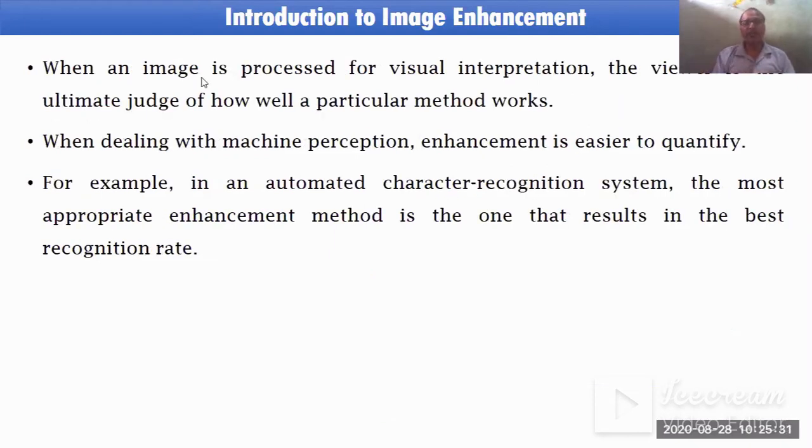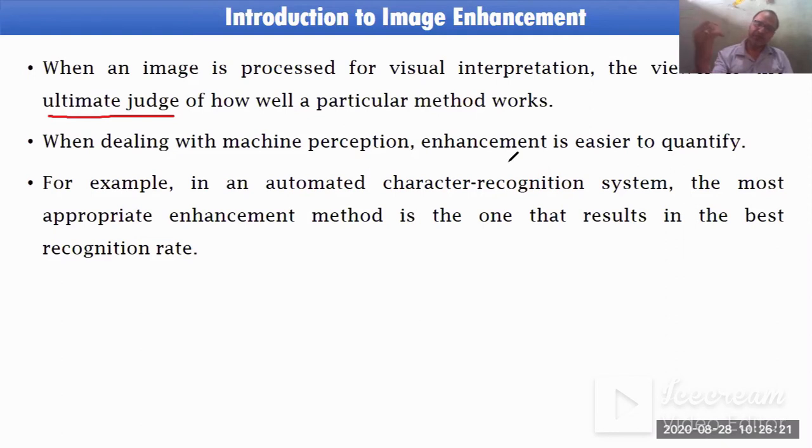So when an image is processed for visual interpretation, the viewer is the ultimate judge of how the image will look. So this is important. Whenever image enhancement is done, the viewer is the ultimate judge. म्हणजे आपण एखादी इमेज एनहान्स केली तर ती आपल्याला चांगली वाटली का? इफ येस, यू कॅन जज, म्हणजे तुम्हीच ठरवणार आहे की ही चांगली आहे का नाही इमेज. इफ नॉट, यू कॅन अगेन अप्लाय अनदर टेक्निक. सो दिस वे, so you are the ultimate judge for that purpose. So in image processing for visual interpretation, the viewer is the ultimate judge of how well the particular method works. Okay, when dealing with a machine, enhancement is easier to quantify.